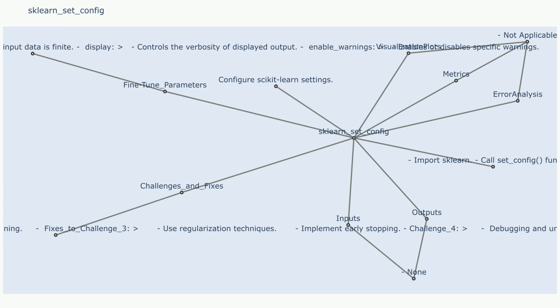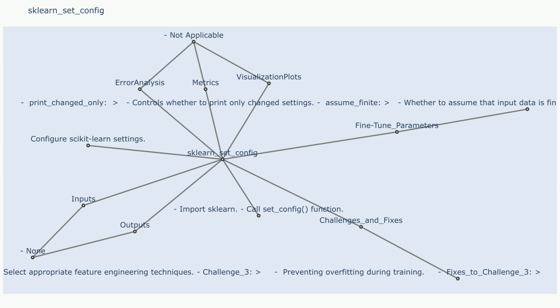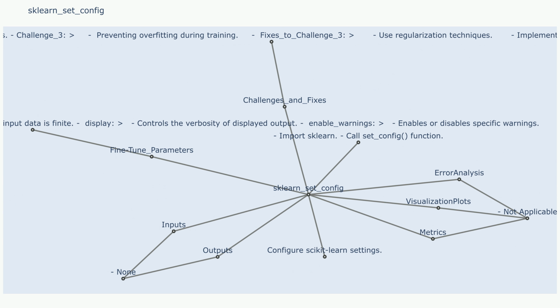Python. Script 1. From sklearn.utils import config. config.set_config(verbosity="warning"). Script 2. From sklearn.utils import config. config.set_config(verbosity="debug"). Fixes to challenge 3. Maintain a centralized configuration file or use environment variables to manage settings consistently across your projects. This ensures that the same configuration applies across all relevant scripts and environments.